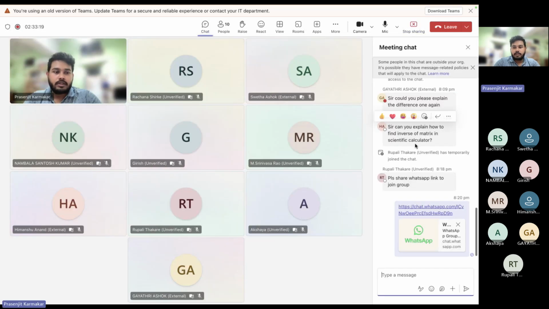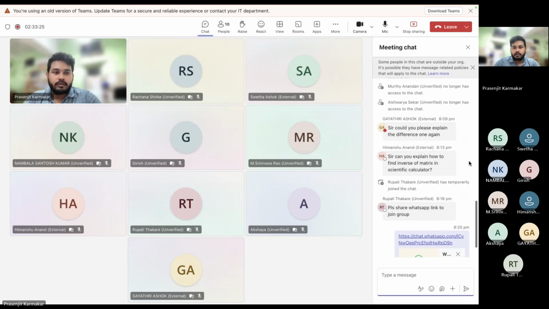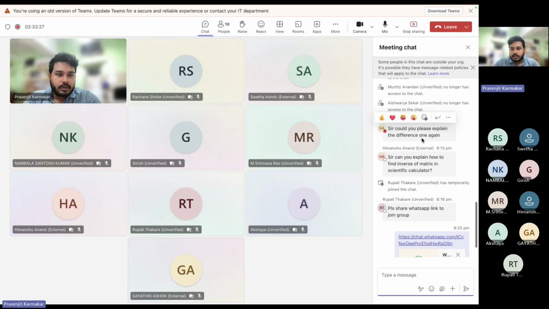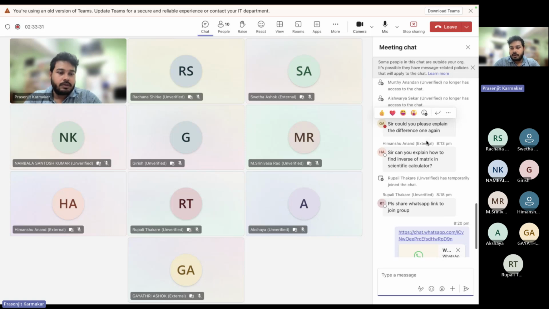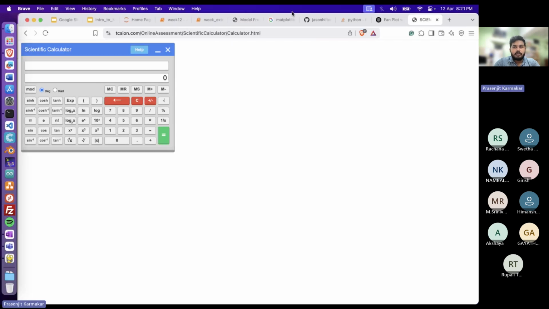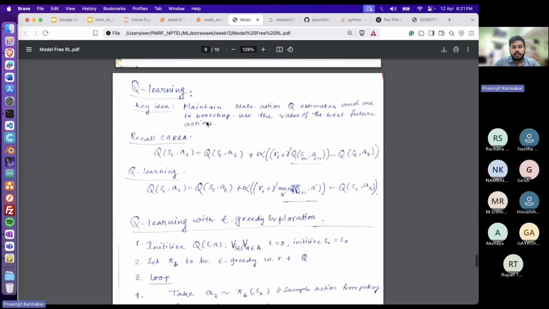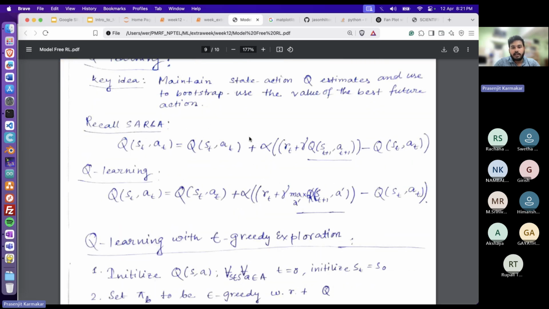Any other questions? Could you please explain the difference once again? Oh, the difference between Q-Learning and SARSA, right? So the difference was, yeah, only this part is the different part that I changed in the code.